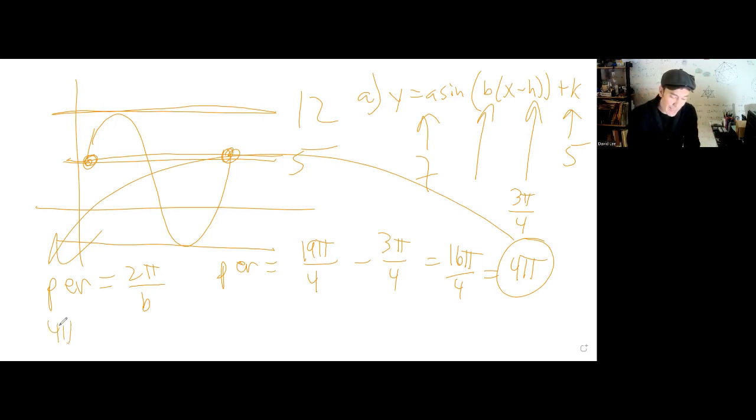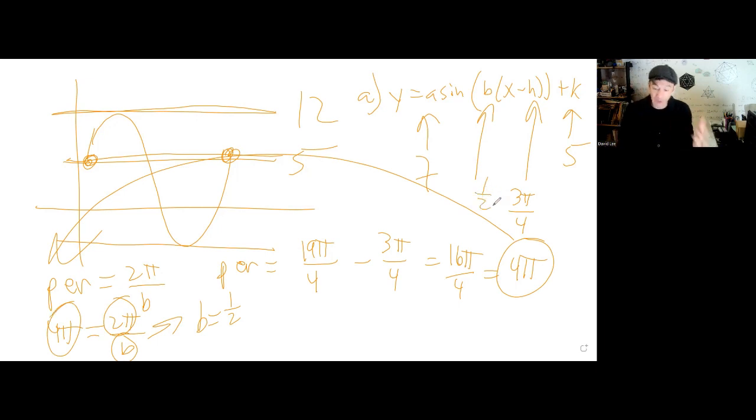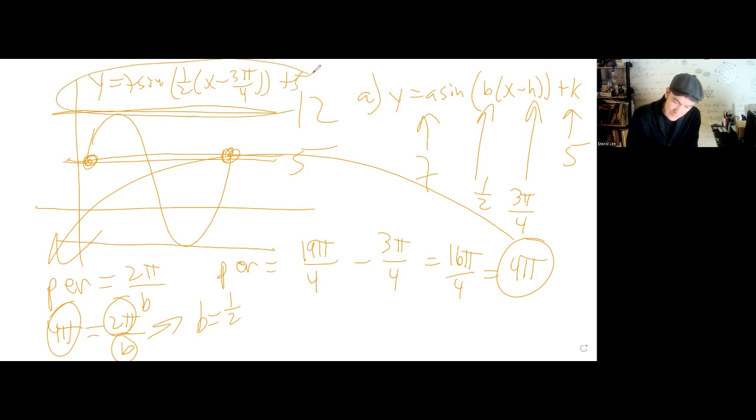So 4 pi can replace the word period. So we have 4 pi equals 2 pi over b. Use your algebra to discover that b is 1/2. That is the value of b, 1/2, because 2 pi divided by 1/2 becomes 4 pi. So final answer: y equals 7 sine of (1/2)(x minus 3 pi over 4) plus 5. That's the answer to part A.